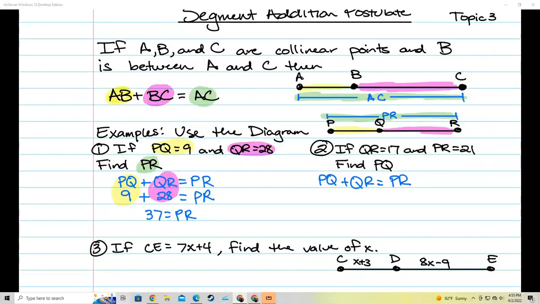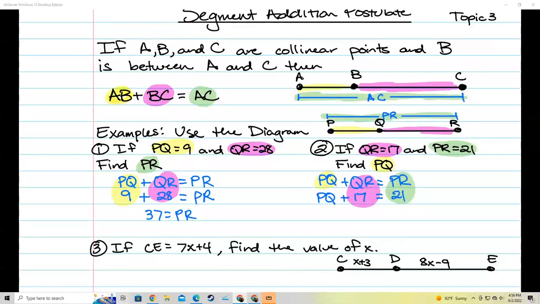This time, what did they tell me? Well, as far as PQ, they didn't tell me what PQ is. That's what I'm trying to find. So I'm going to go ahead and just write PQ. As far as QR, they did tell me that QR is 17. So on this QR, I get to replace that with the number 17 is equal to, and as far as PR, they did give me the value of PR. They told me it was 21. So I get to replace that PR with the number 21.